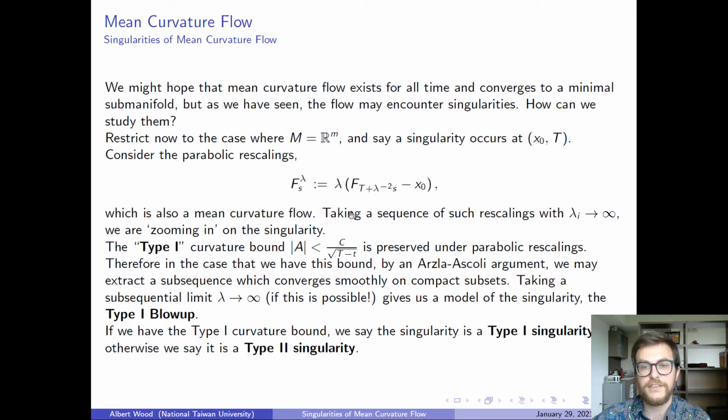In the case where we don't have this curvature bound, then if we perform this rescaling sequence, we will in fact get curvature blowup at times before the singularity as the sequence progresses. So we won't get smooth convergence to a flow, and we say in that case that it's a type 2 singularity.